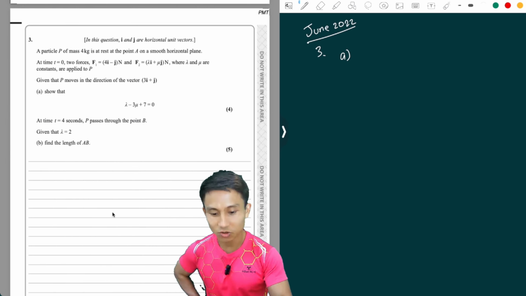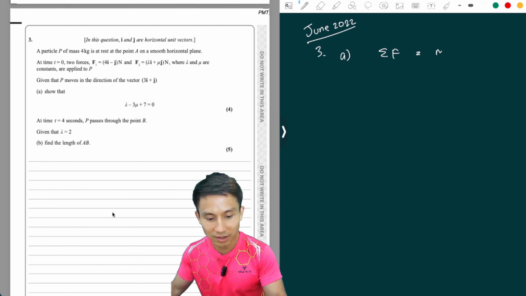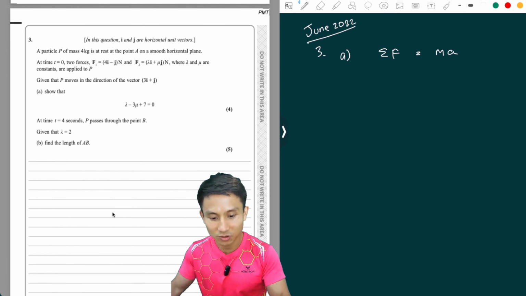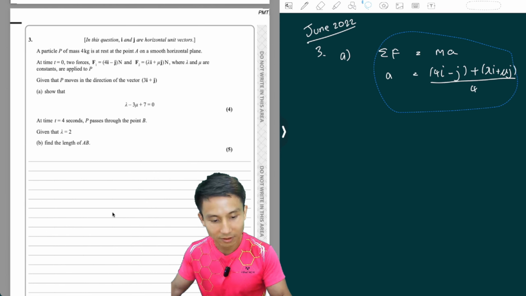Okay, so for part A, we find the resultant force equals ma. So a is just the resultant force, which is 4i minus j plus lambda i plus mu j, right? Divided by the mass, which is 4. Yeah. Okay.